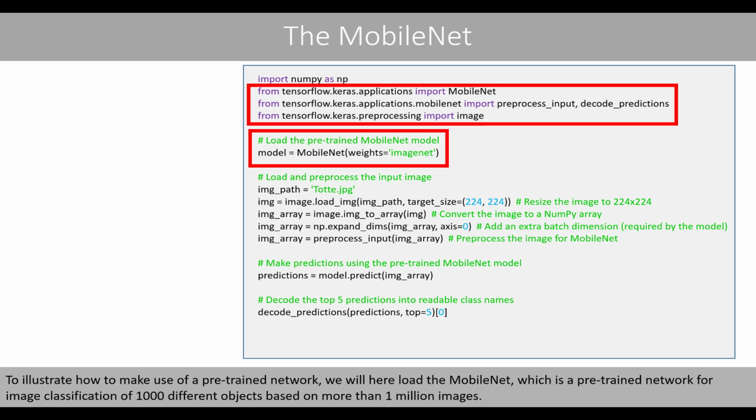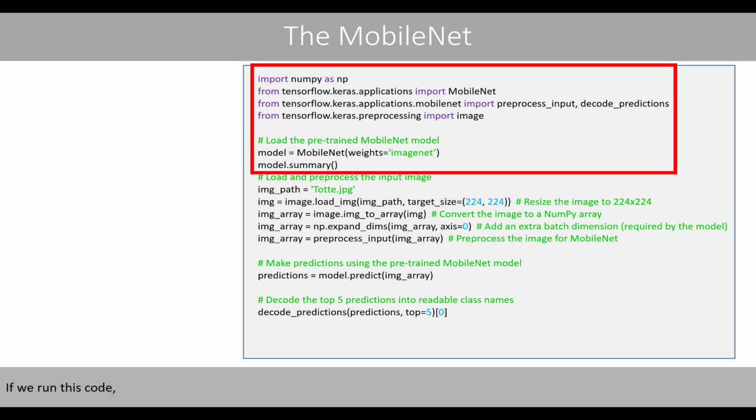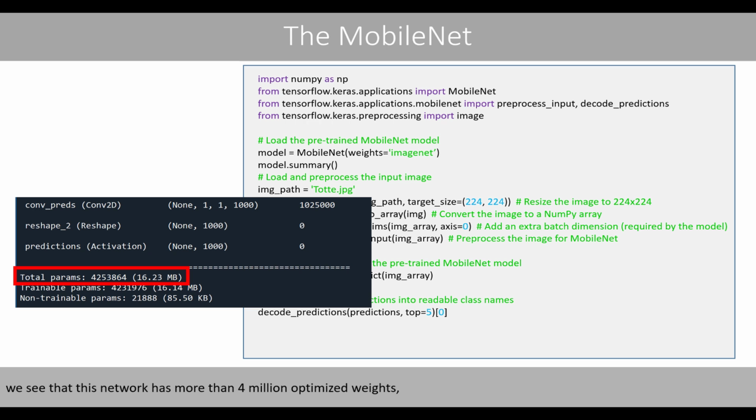To illustrate how to make use of a pre-trained network, we will here load the MobileNet, which is a pre-trained network for image classification of 1,000 different objects based on more than 1 million images. If we run this code, we see that this network has more than 4 million optimized weights and 1,000 output nodes.